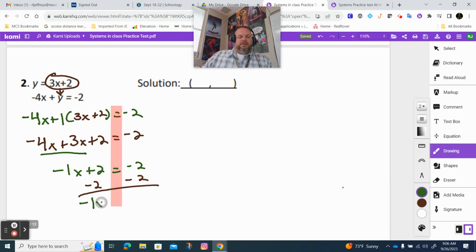So negative 1x equals negative 4. And you can multiply or divide by negative 1. 9 times out of 10, we're going to divide. So we get 4 as our answer for x.